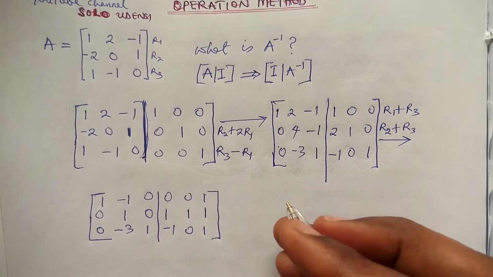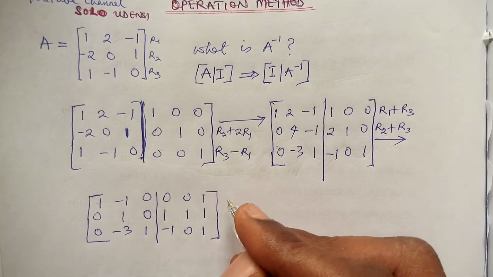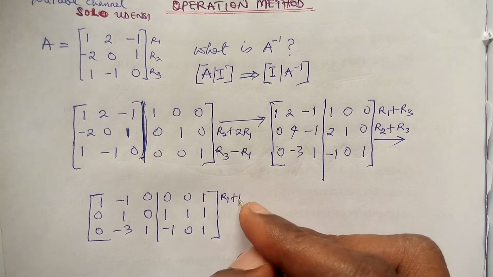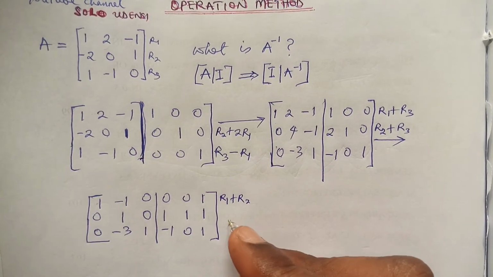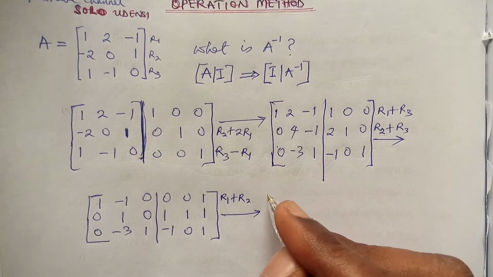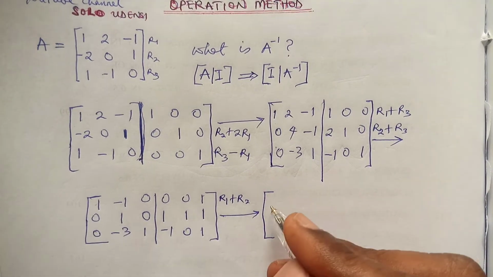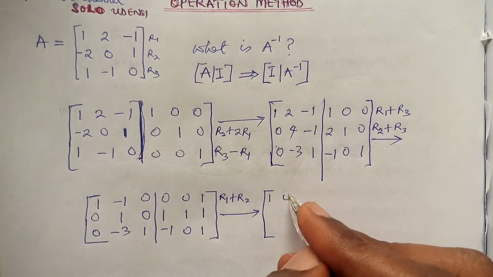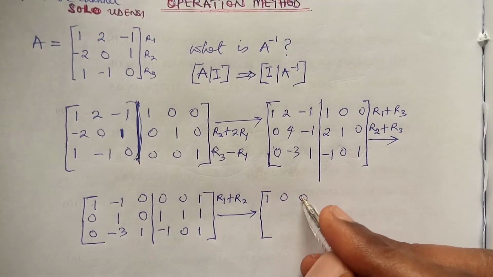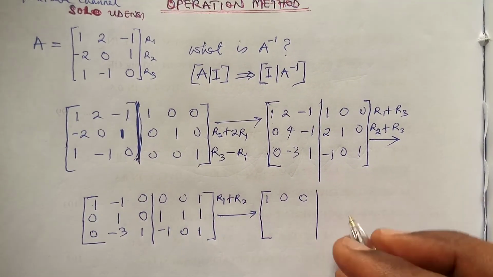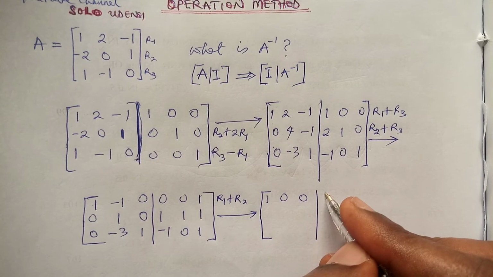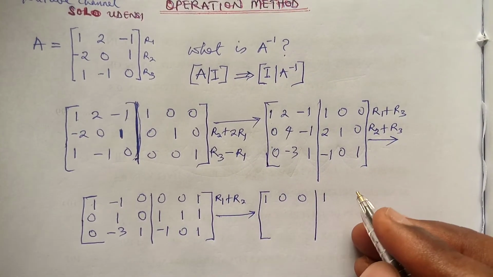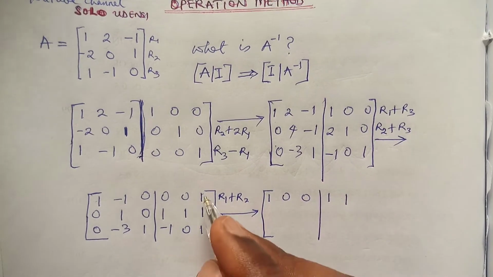In order to do that, we can say R1 plus R2. R1 plus R2 will give us 1, this plus this 0, this plus this 0, this plus this 1, this plus this 1, this plus this 2.